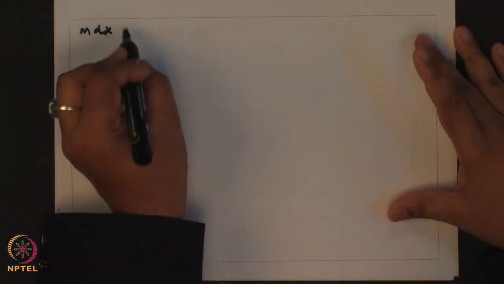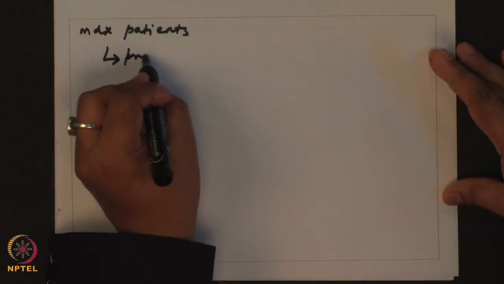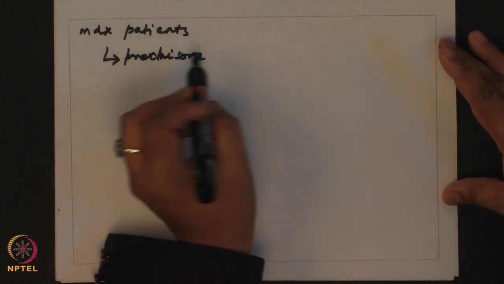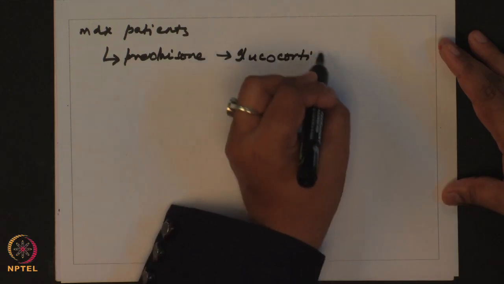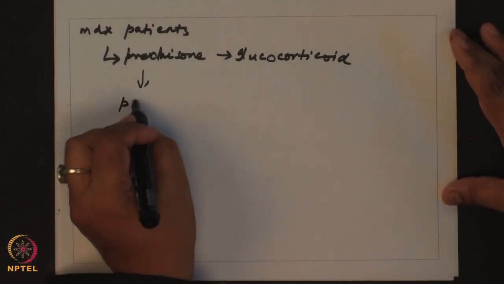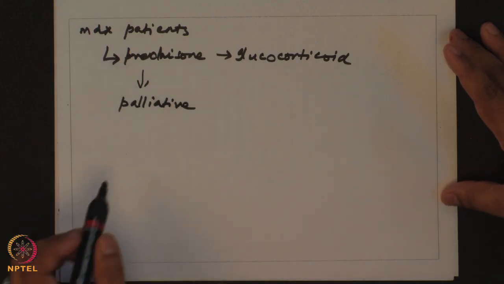So, what is the implication of this? Now, what has been observed in the clinic is MDX patients are often given this drug called prednisone. Prednisone is a glucocorticoid. So, this is used only as a palliative, but how it works is not known.